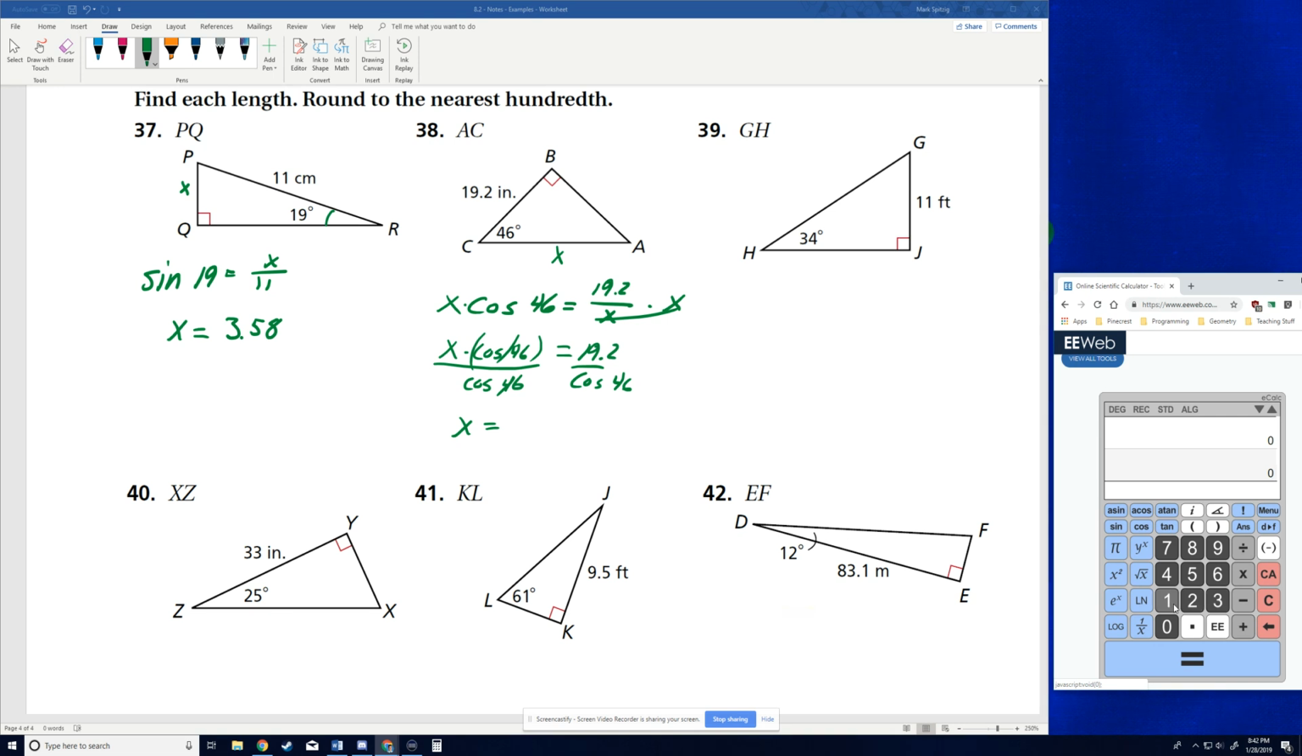So if I did 19.2 and then divided by cosine 46, and it's 28.64. Okay, 28.64.